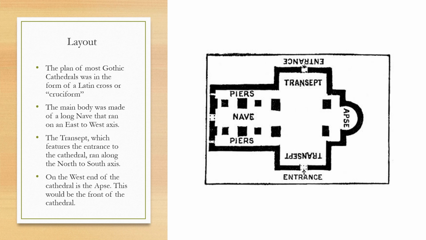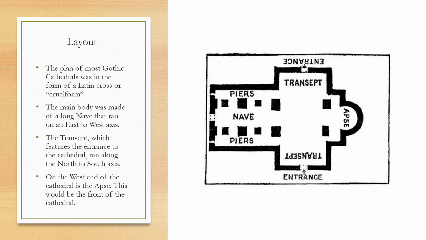The layout of the cathedral. The plan of most Gothic cathedrals was in the form of a Latin cross or a cruciform. The main body was made of a long nave that ran on an east to west axis. The transept, which features the entrances to the cathedral, ran along the north to south axis.